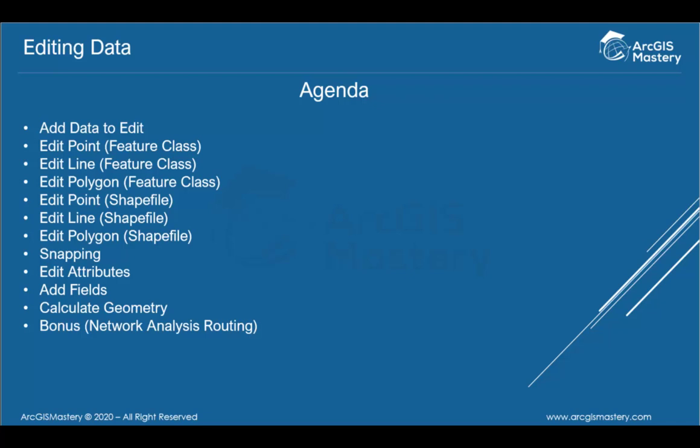After that, we will see how we can add fields to the table and automatically make it calculate the geometry for us. And if we draw our line geometry right, we will create a bonus network analysis layer, which we can use to create routing from location A to location B. This is going to be a very fun and exciting lesson. So let's jump into it and see how we can do all that.